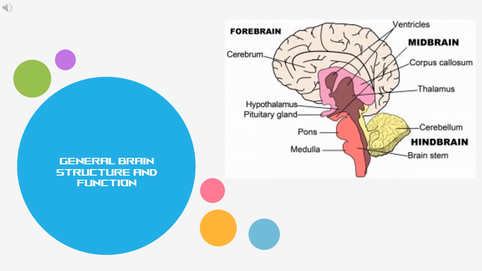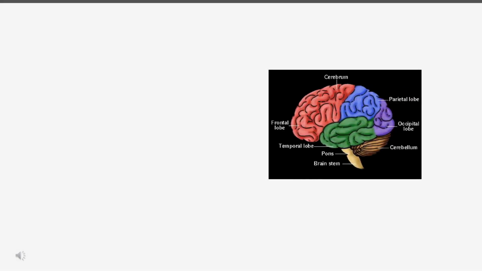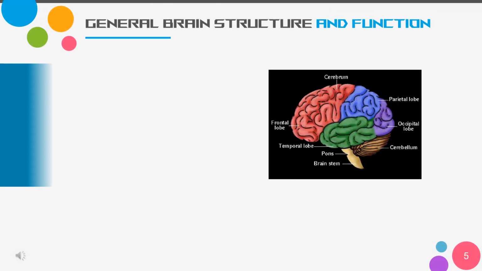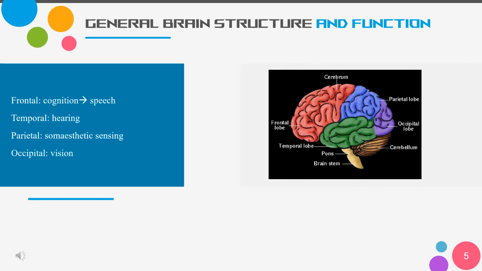Well, let's jump to the next slide for general brain structure. You can see the illustration in the slide. Kalau di medis atau biologi, otak itu dibagi menjadi 3 bagian, yaitu the forebrain, the midbrain, and the hindbrain. The first one is the forebrain. In the forebrain, there is a part called the cerebrum, which we also know as the big brain.